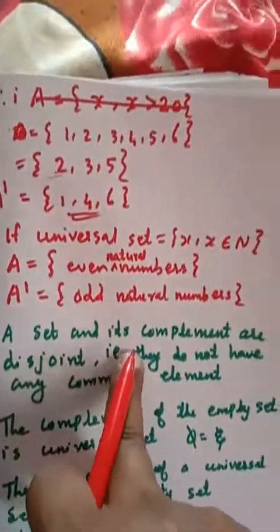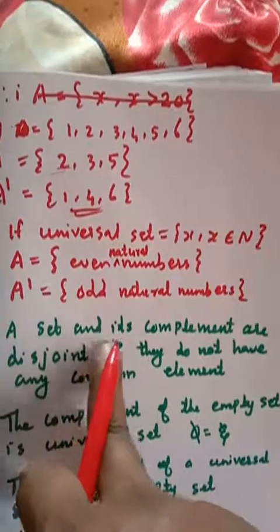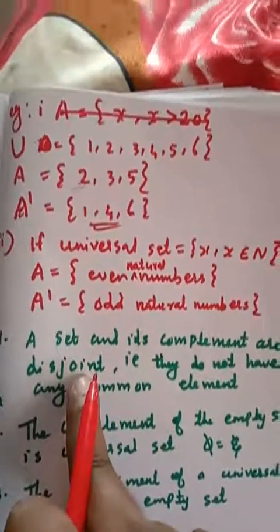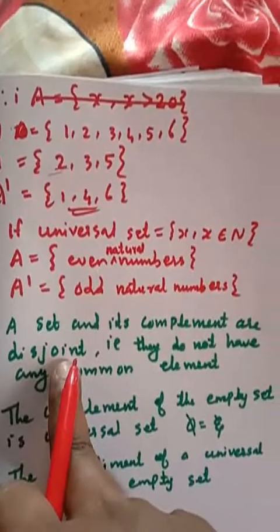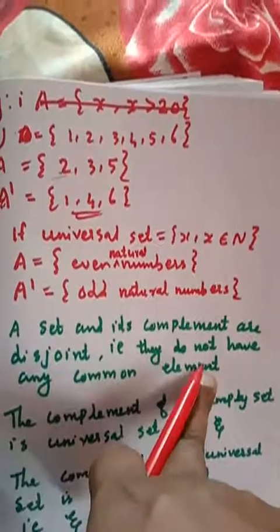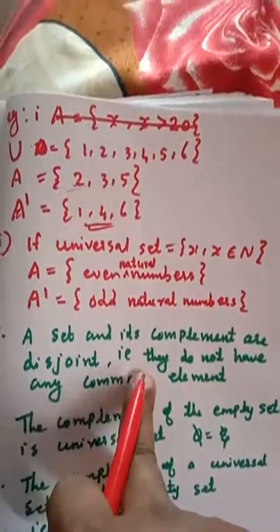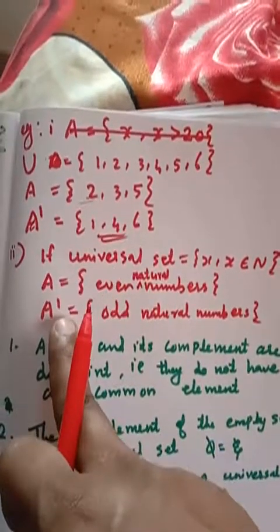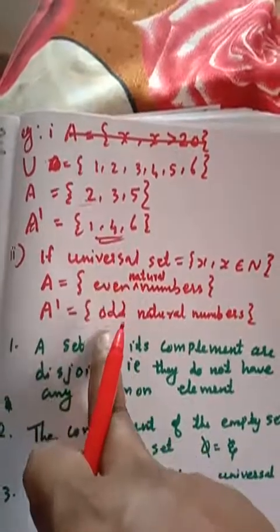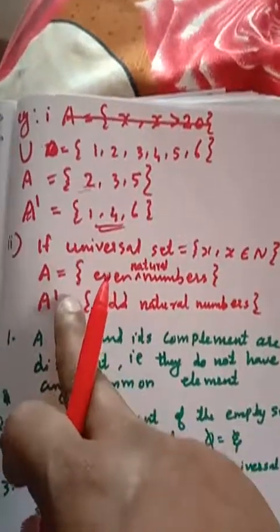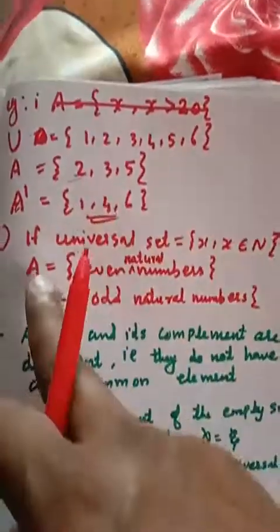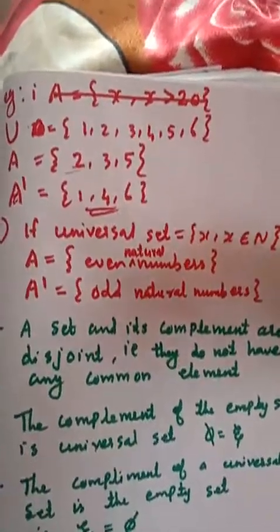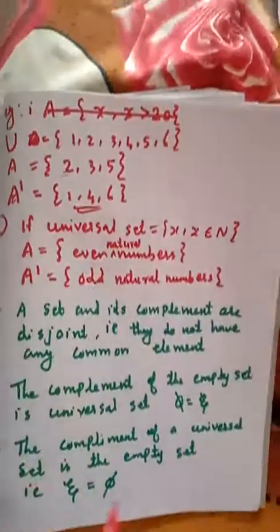Now some notes. A set and its complement are disjoint. Already we know that a set and its complement are disjoint. Disjoint means they have no common element. A and its complement A dash do not have any common element, because A complement means not in A. So they are disjoint, with no common element.